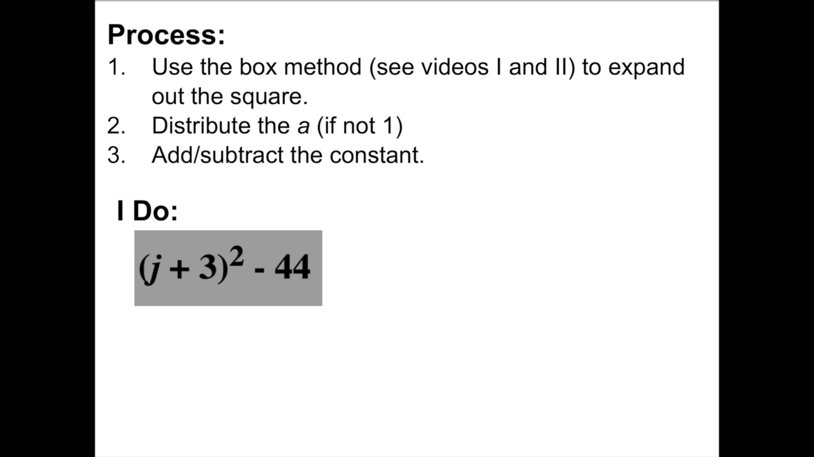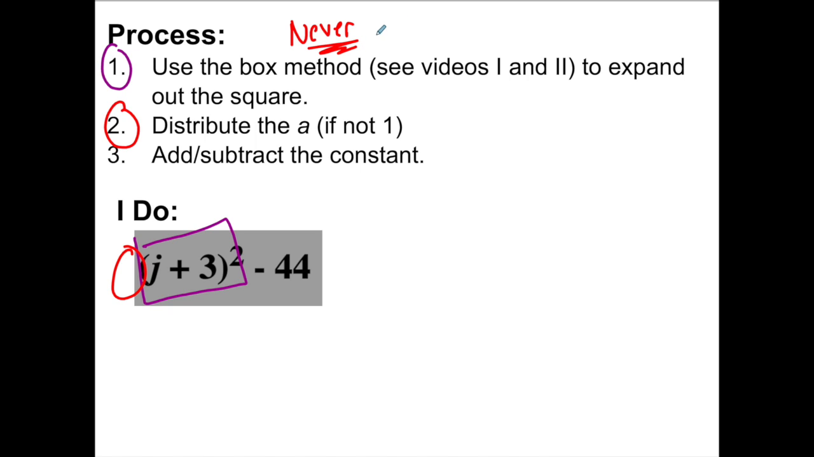All right, so this is how we're going to do it. First, we're going to use the box method to expand out the square. We start with the thing that's being squared and box it out. That's step 1. Step 2: if there's an a value here, we distribute it. If there's not, you always assume it's 1 if you don't see a number. So if there is a number in front, we are going to distribute it. Now remember, this is really important.